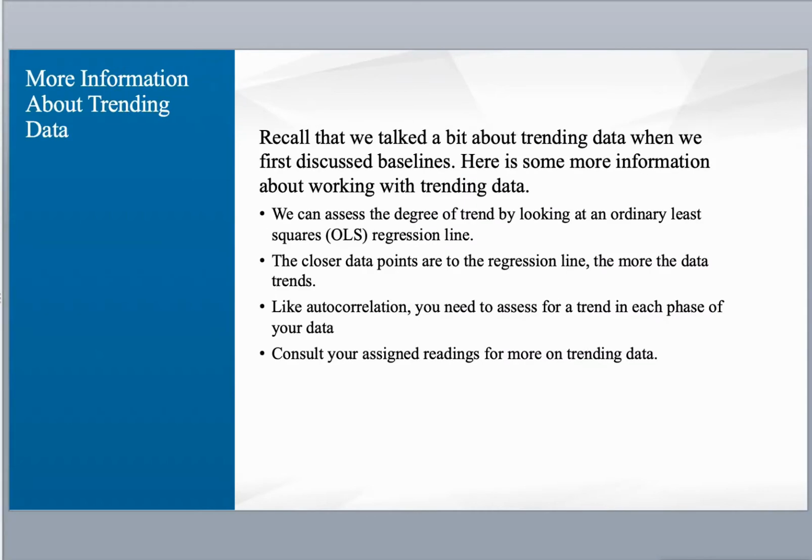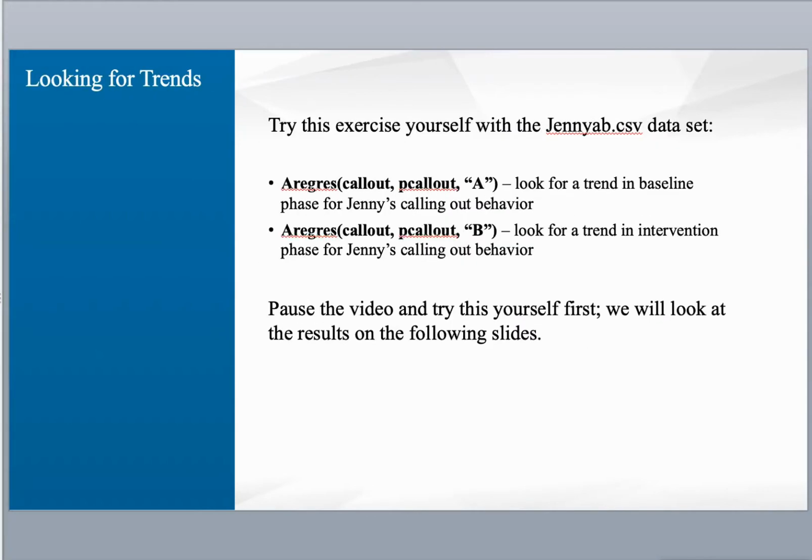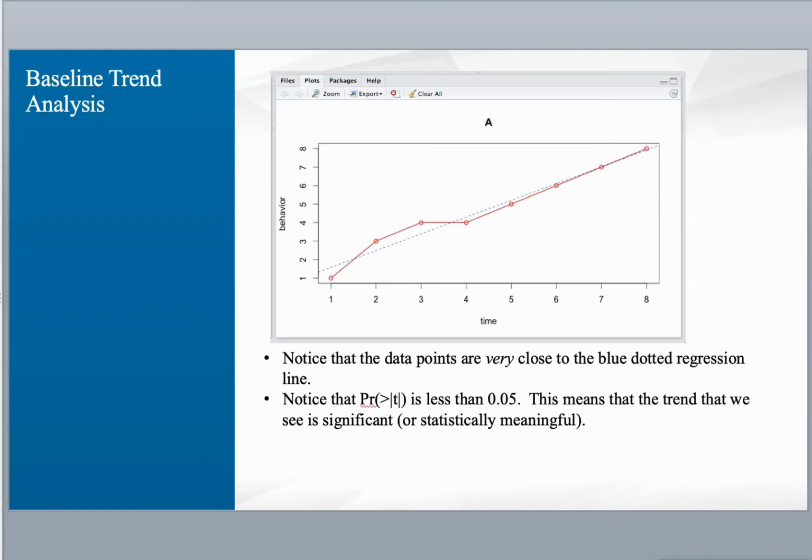So here's what it looks like. Notice in A that the data points are very close to the blue dotted regression line, and notice that the p is 0.05. That means that the trend we see is significant or statistically meaningful, whatever terms you want to use.